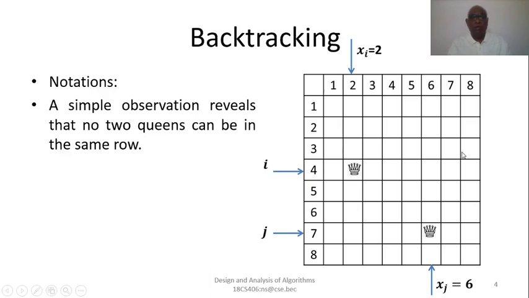Or the other way around, the queen placed in the first row will be referred to as the first queen, queen 1. The queen placed in the second row is referred to as the second queen or queen 2. And similarly, the queen placed in the sixth row is referred to as the sixth queen or queen 6.